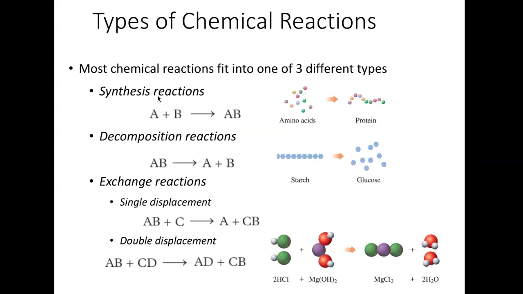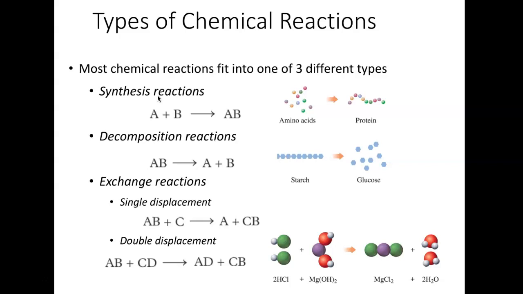Chemical reactions can also be grouped into general categories, either a synthesis reaction, a decomposition reaction, or an exchange reaction. Synthesis reactions are build up. So you take smaller things and you combine them to make bigger things. So a classic example is amino acids, linking them together to build a protein. Decomposition reactions are breakdown reactions. You're taking some compound or molecule and you're breaking it up into smaller molecules. For example, starch in food is a type of carbohydrate. When you digest it, you break it down into individual glucose molecules.